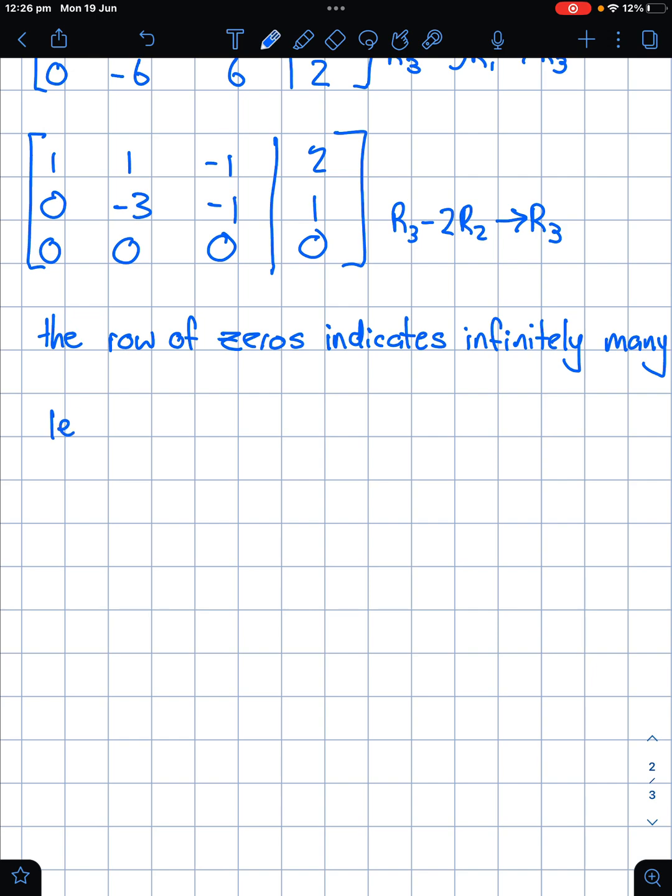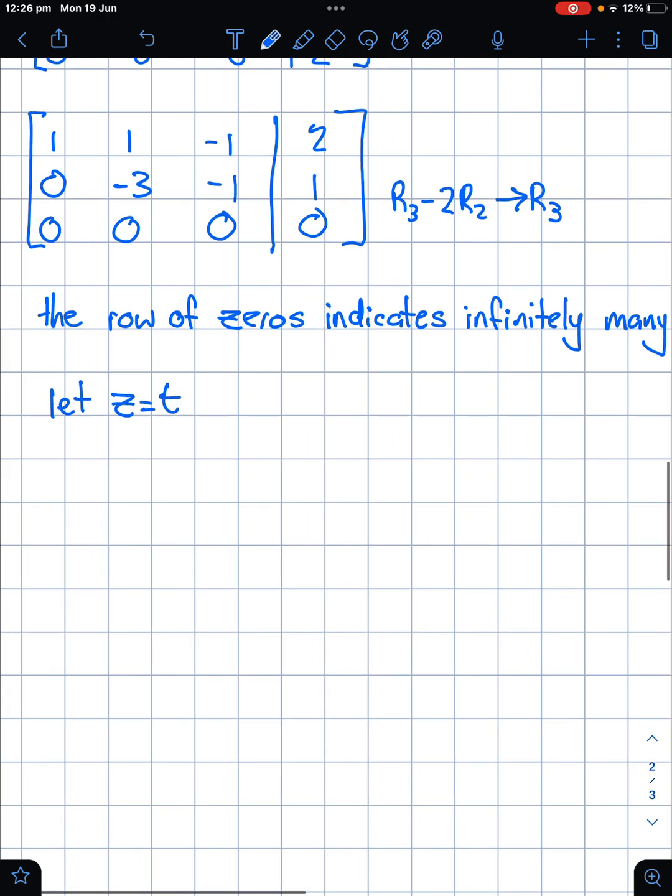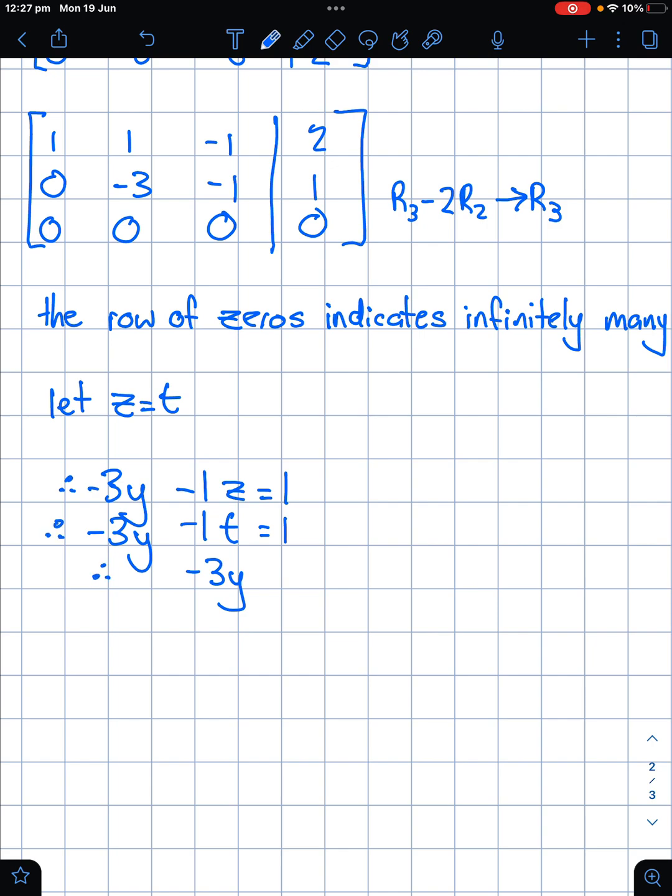So let's let Z equal T. So we're going to change in another variable. So we've got Z equals T now. Therefore, negative 3y minus 1z equals 1. And we're going to change that to T. So we've got negative 3y minus 1t equals 1. So let's add T to both sides. So we get negative 3y equals 1 plus T.